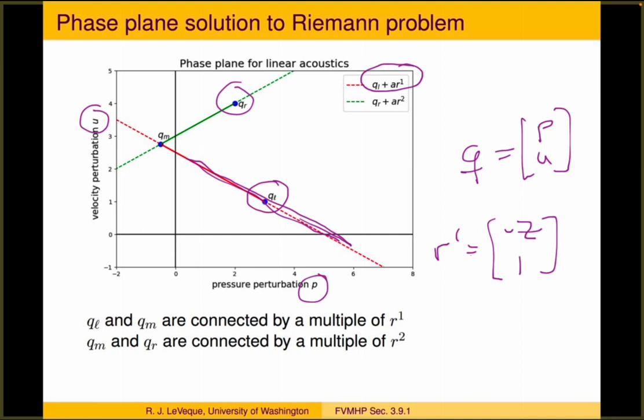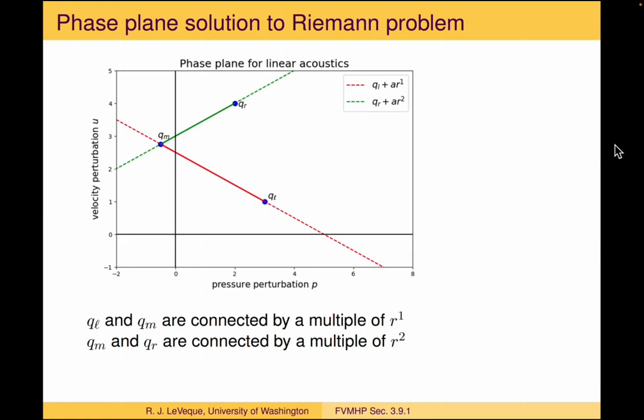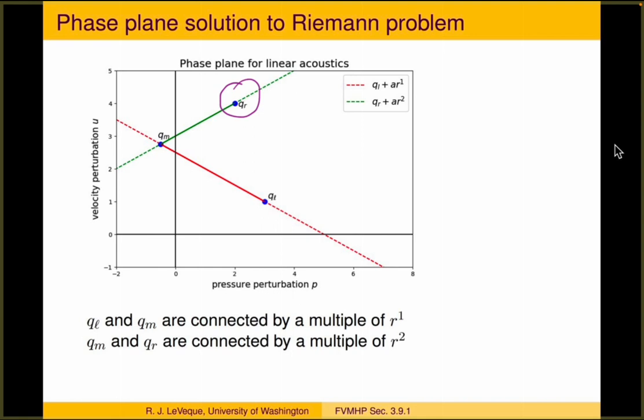Similarly, the second line here, the green line, is the state QR plus all multiples of R2. So R2 is plus Z1, that vector, so it has positive slope, and as you vary A, any state that you can connect to QR with a two-wave lies on this green curve.